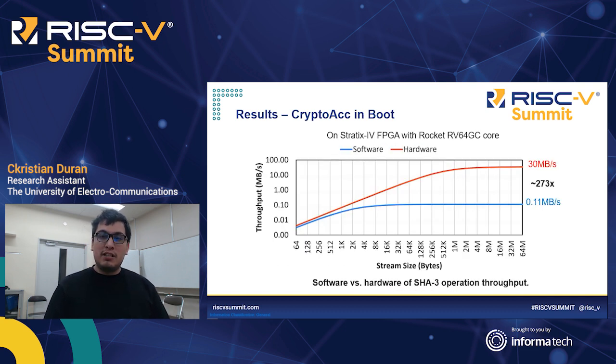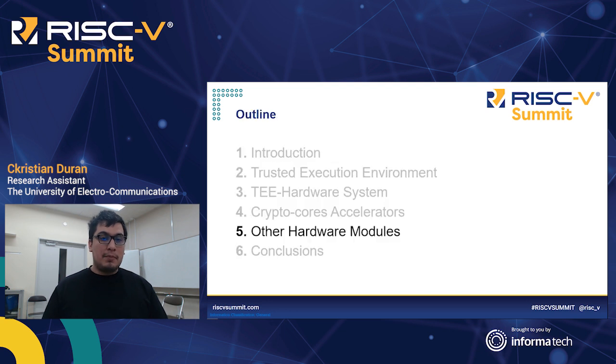And as for the throughput, the same comparison was done between the hardware and software. In this scenario, the software outputs 110 kilobits per second, while the hardware proceeds up to 30 megabits per second for any size greater than 2 megabytes. With this comparison, the TE hardware offers up to 273 times better throughput.